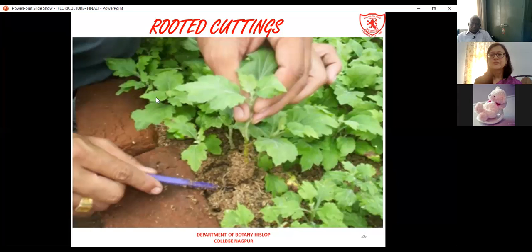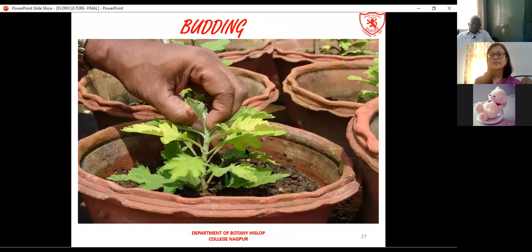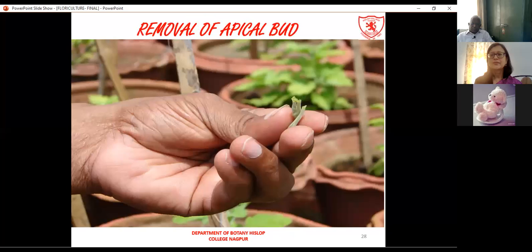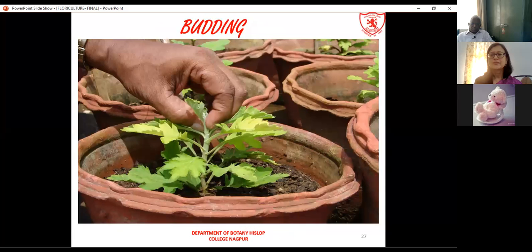These rooted cuttings are now transplanted in the pots. One month after transplanting, these plants are subjected to a process known as pinching. ये आप देख रहे हैं ना यहाँ पे, when we plant it, थोड़े weak लगते हैं, लेकिन 7 दिन के बाद they are good, and after 1 month they are so healthy. So after 1 month we pinch the tip.